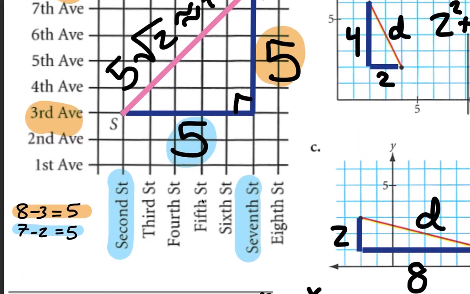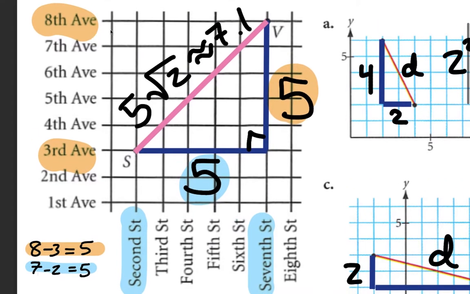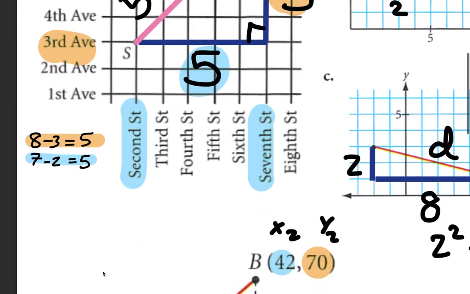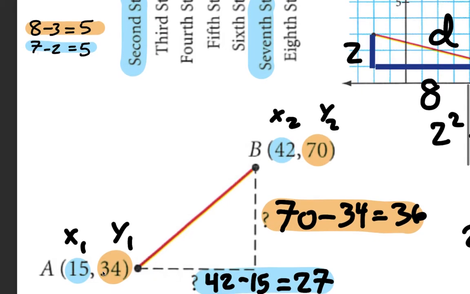Now, one thing we could have done, if we wanted to, since these are numbers, 8th Ave to 3rd Ave, instead of counting spaces, you could have just subtracted 8 minus 3 is 5. 7th Street to 2nd Street, you can subtract 7 minus 2 is 5. So that's actually really helpful to do if counting spaces is not convenient.